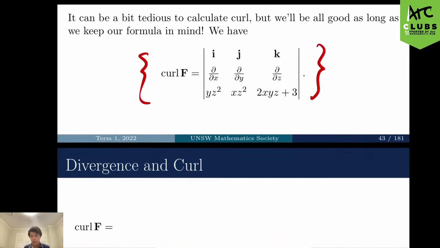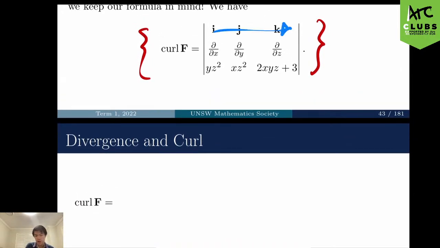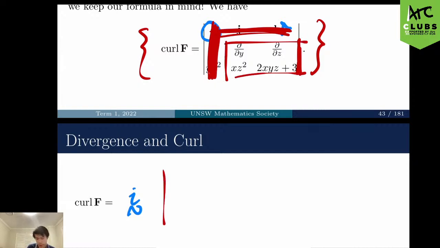Okay, and so how do we evaluate this determinant? I touched on this really briefly, but basically you just go across the row. Start at i, and then i corresponds to the matrix with these columns removed. So you just go across, go down, remove those columns, and then you multiply i by this determinant. So i times that one.